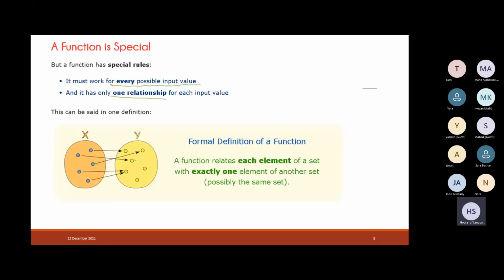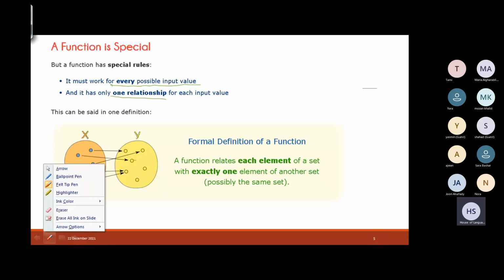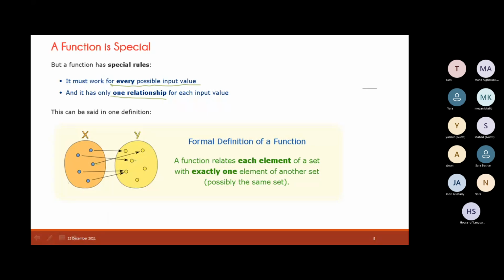Let's have this example here. If you have this function, y is 3x plus 1, and if x is 1, how do you find y? y is 3 times 1 plus 1. So when x is 1, y is what? 4. When x is 1, y is 4. This is what I mean by input and output.